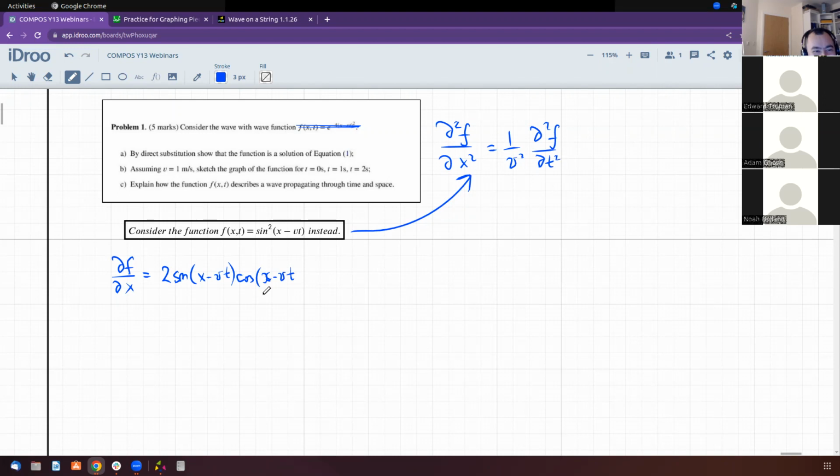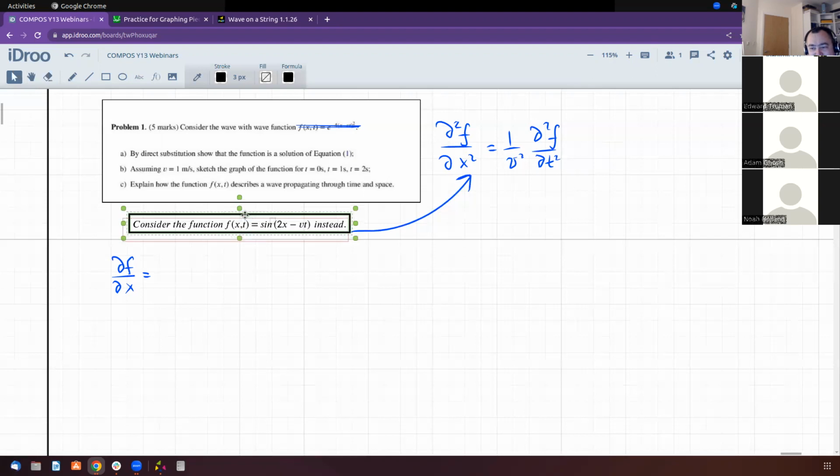You know what? Can we make it slightly simpler? It's just the differentiation is going to be very awkward. I'm just going to take a slightly simpler function. It's still going to be awkward. Yeah, just trust me on this one. Maybe not that awkward, but let's keep it simple. So use the function sine 2x minus vt instead.